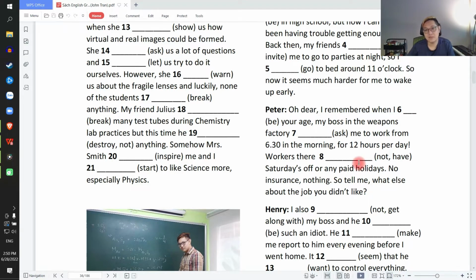Đây là một cái sự thật hiển nhiên mà ngày xưa thôi, bây giờ không còn đúng nữa. Đó là những người làm công ở đó đã không từng có những ngày thứ bảy được nghỉ, và cũng chẳng có những kỳ nghỉ mà được trả lương nữa. Đây là một cái điều ngày xưa thôi, bây giờ không đúng đâu. So it's no longer true. So workers there didn't have, or you can say didn't used to have Saturday off or any paid holiday, because it's a fact that no longer true. Nó là một sự thật hiển nhiên mà đâu còn đúng đâu, cho nên là didn't have hoặc là didn't used to have cũng được. No insurance, nothing. Chẳng có bảo hiểm, chẳng có gì hết.